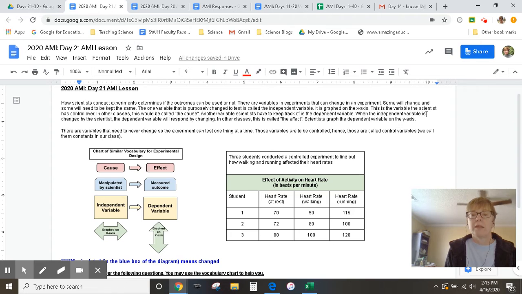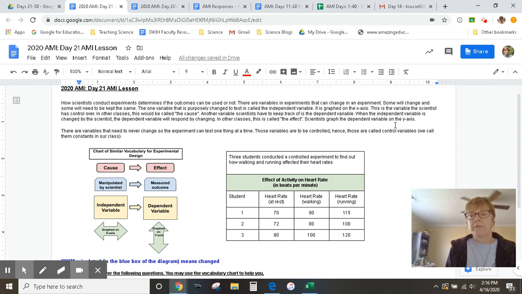This is the variable that the scientist has control over. In other classes, this would be called the cause. Now, we've never used that term, but that's also another way that you can refer to the independent variable. Another variable that scientists have to keep track of is the dependent variable. When the independent variable is changed by the scientist, the dependent variable will respond by changing. In other classes, this is called the effect. Now again, this is not a term that we use, but just if you see it in reading other experiments, you'll know that that's the dependent variable.